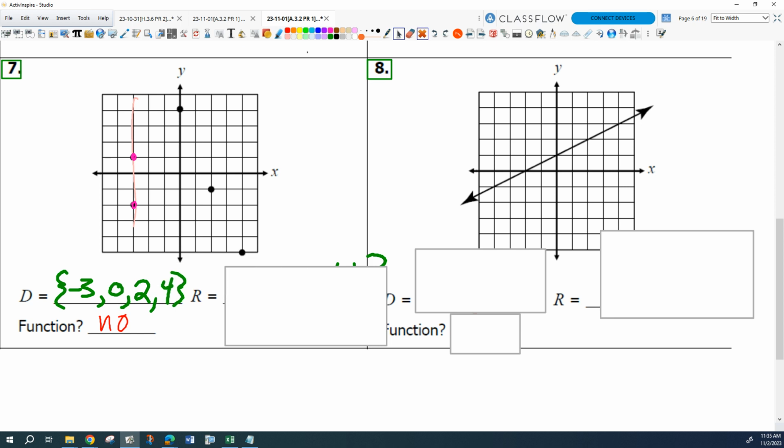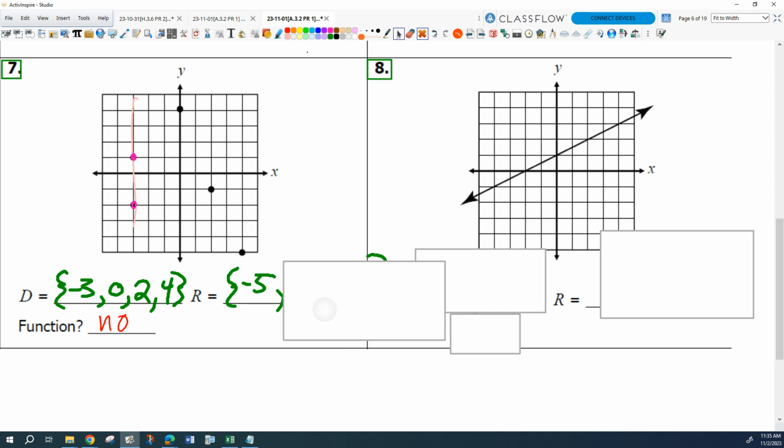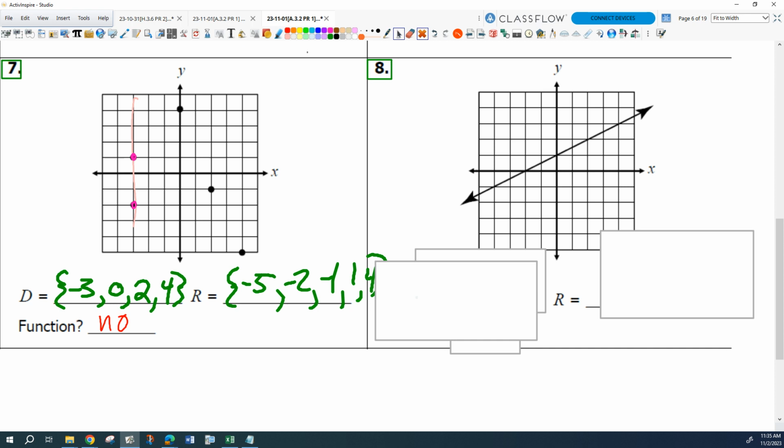Okay. How about the range? How would I scan to get the range in order? Bottom to up, bottom to top, right? Yeah, bottom to top, because y going upwards is positive. So the bottom y value would be -5, -2, it looks like, -1, 1, and 4. Okay, good.